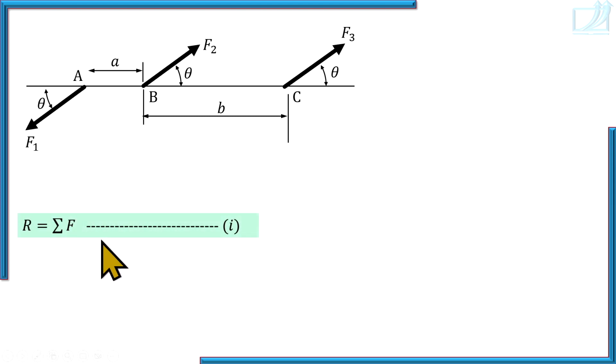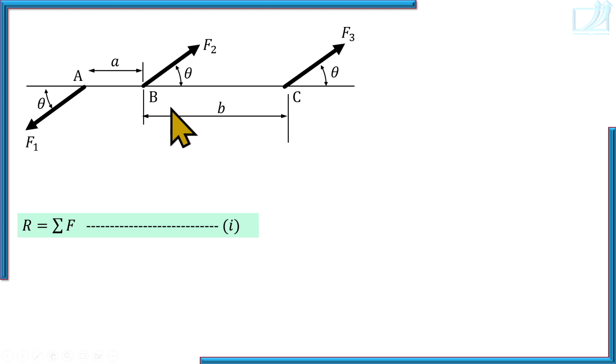When you use this equation, remember you need not resolve the forces. R is equal to sigma F. Take F2 and F3 positive, this direction as positive. Then F1 will be negative. So minus F1 plus F2 plus F3. This is how you can add the forces. And if you get a positive answer, that means the resultant is in this positive direction. And if you get a negative answer, that means the resultant is in the negative direction. But whatever it is, the angle of the line of the resultant will be theta.